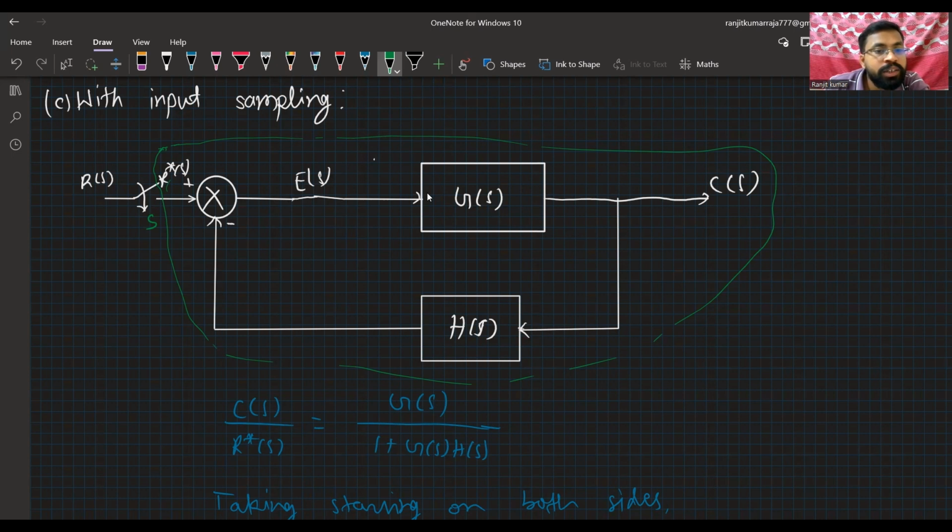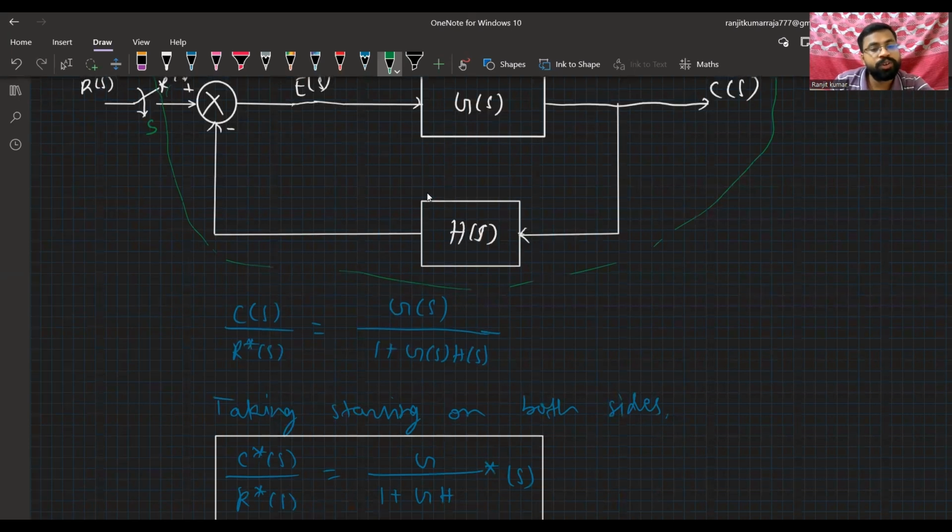Then you will get the same block diagram, the same closed loop system, so directly we can write the closed loop system. We know that C of S divided by R star of S equals G of S divided by 1 plus G of S, H of S.